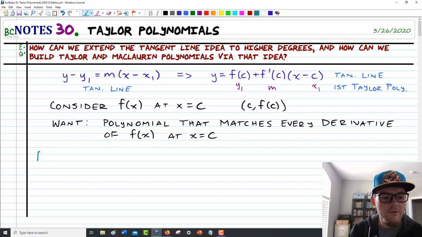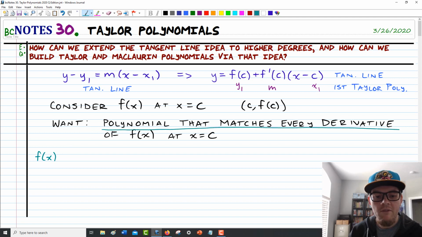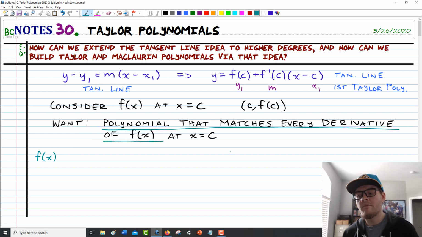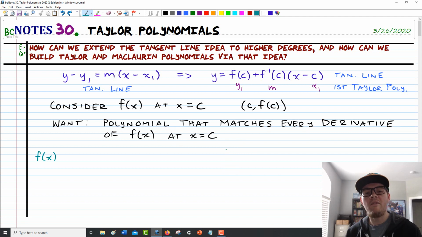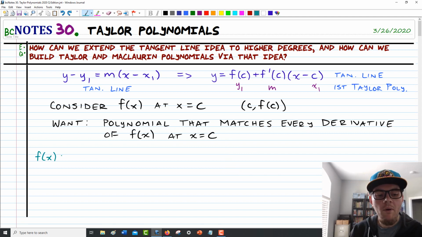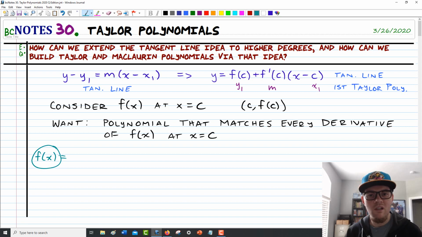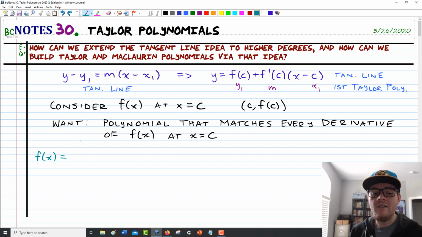So starting things off, I'm going to start off with fulfilling this wish. I want a polynomial that matches every derivative of f of x. You know what? To start things off, I'm not even going to think about it in that way. I want a polynomial that matches and is equal to f of x. I'm just going to assume that's the case at the very beginning. I want to transform, there's a great word for it, I want to transform f of x into a polynomial. Well, I don't know how to do that. Well, I do, but you don't know yet. Collectively, we do not know how to do that yet.